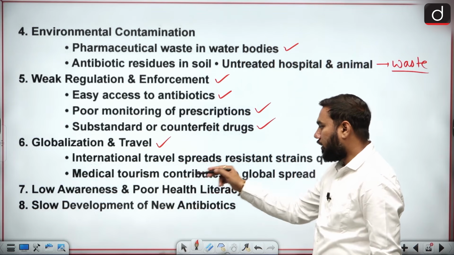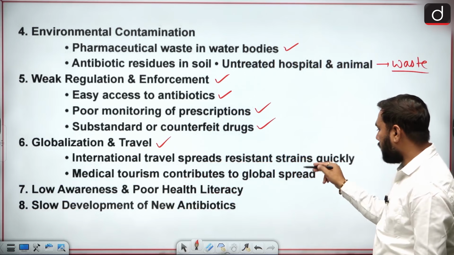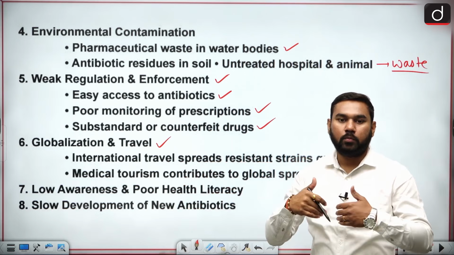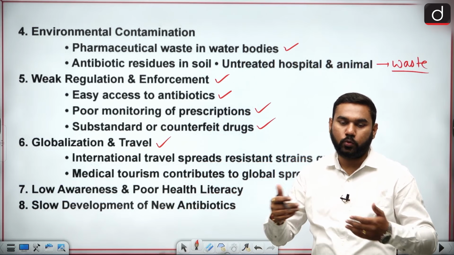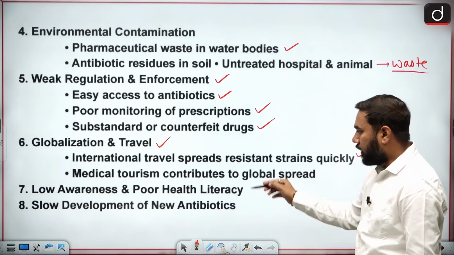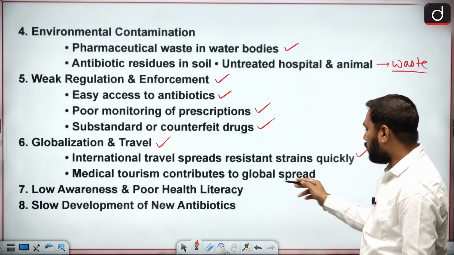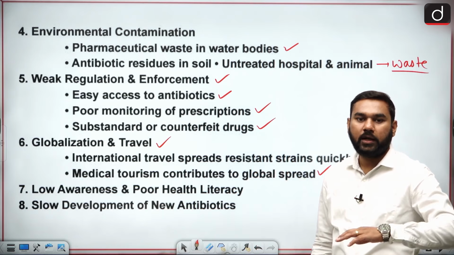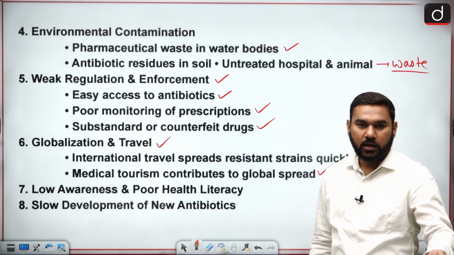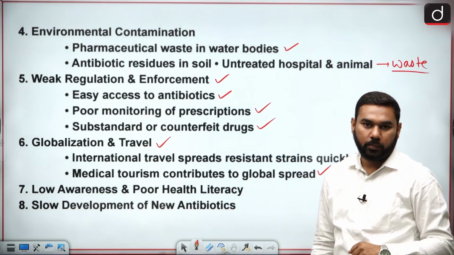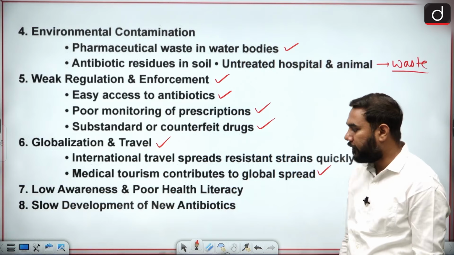International travel spreads resistant strains quickly, because if you get an infection, you can move to other countries and spread the disease easily from human to human. Medical tourism also contributes to the global spread, because you can get medical services in another country, and an infected person can be transferred to another place. This can also be a spreading method.